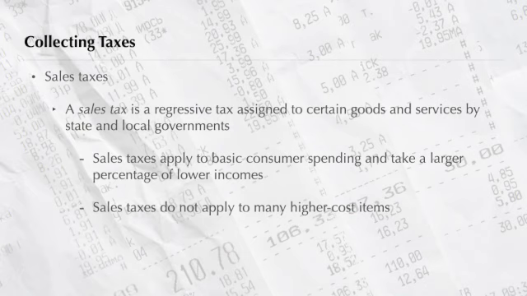Additionally, sales taxes do not apply to many higher cost items such as houses or to services such as attorney's fees. People who can afford these products therefore do not experience the same sales tax burden as people with lower incomes. Some states that have sales taxes do not tax food, medicine, clothing, and other necessities. These exemptions soften the economic burden of sales taxes on low and moderate income groups. In 2019, sales taxes provided 5% of federal revenues, 22% of state revenues, and 5% of local revenues.